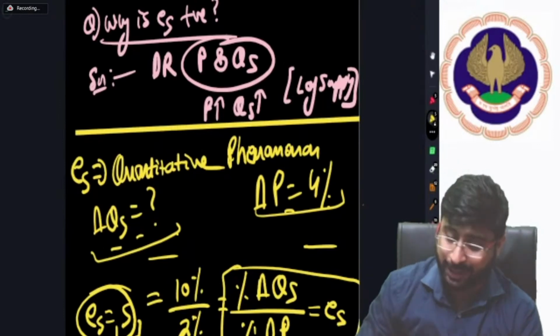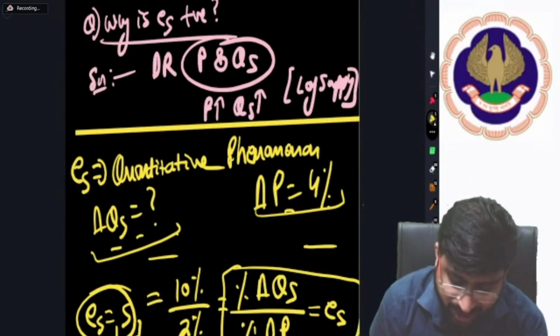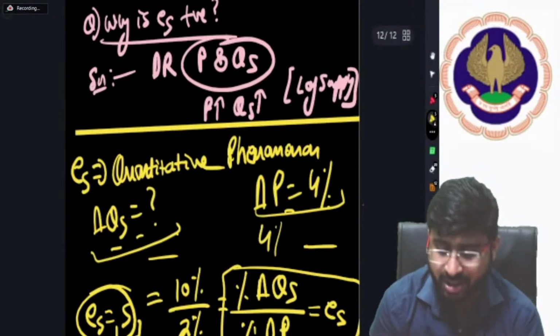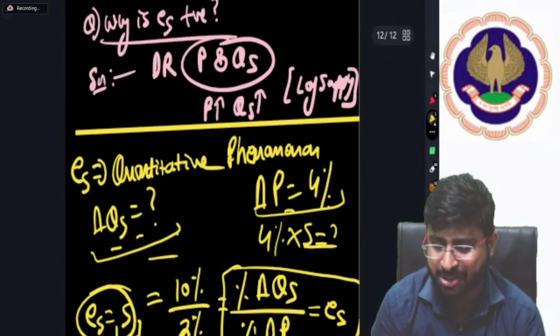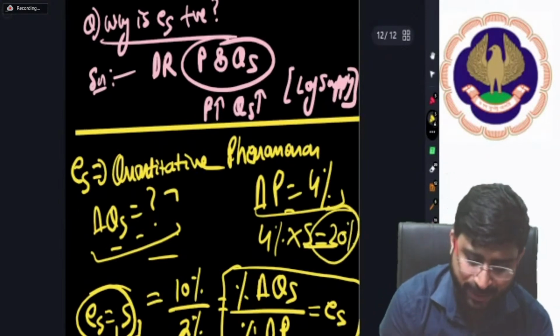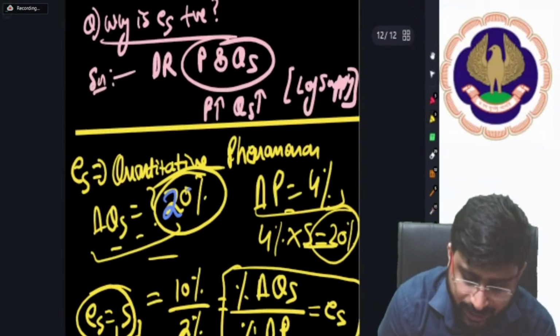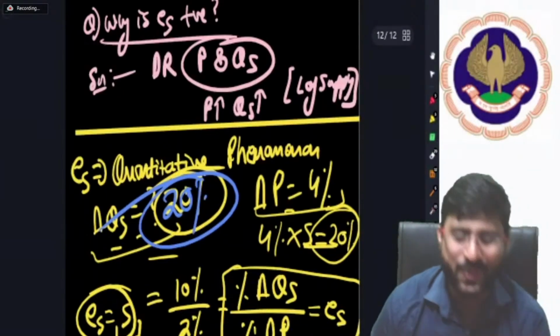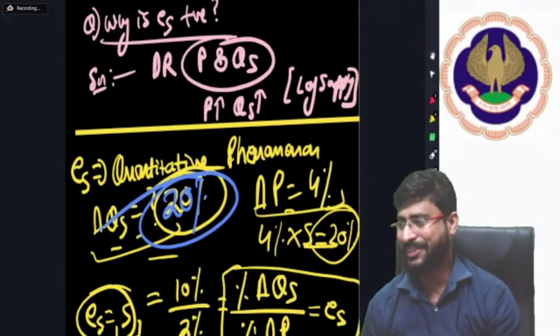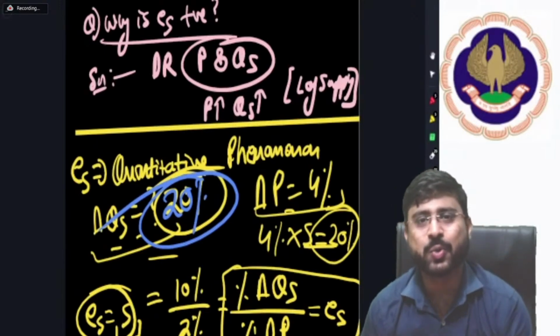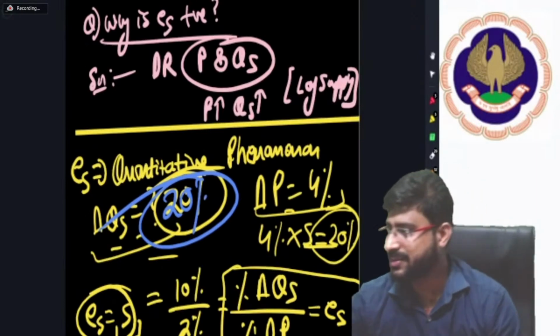Very good. People are correct. So, sir, if price is changing by 1%, supply is changing by 5%. So, if price is changing by 4%, supply will change by 4 into 5, 20%. So the quantity supplied here is going to change by 20%. That's right. 20% will be your answer.